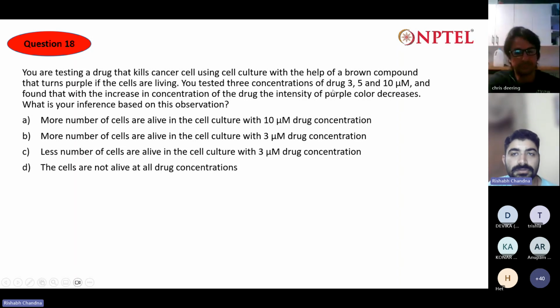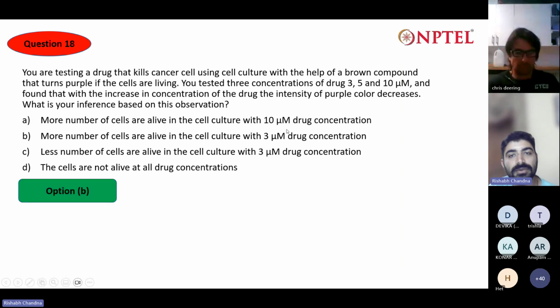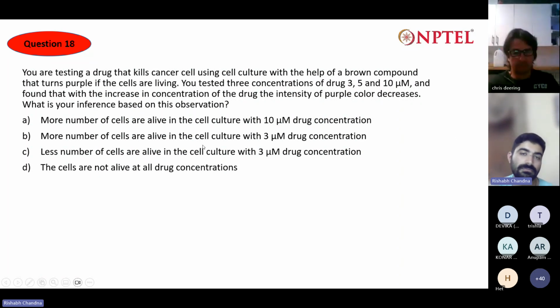You tested three concentrations of the drug, 3, 5, and 10 micromolar, and found that with the increase in concentration of the drug, the intensity of the purple color decreases. So what inference can you draw from this observation? Are there more cells alive in the cell culture with 10 micromolar drug, more cells alive in the cell culture with 3 micromolar drug, less cells alive in the cell culture with 3 micromolar drug, or none of the cells alive after administration of the drug? Can anybody take a guess?